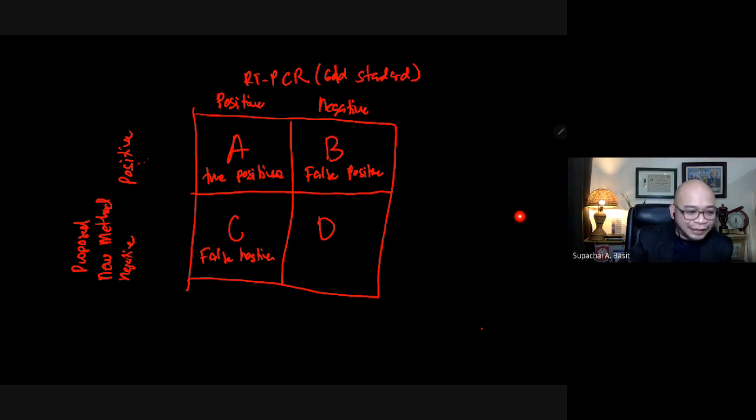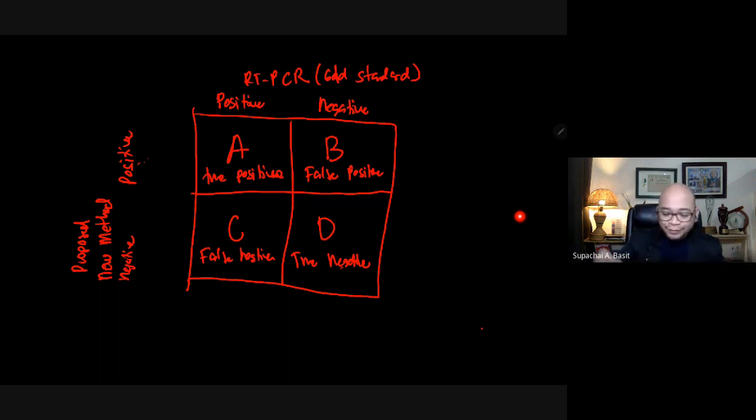And letter D is the true negative. Okay? True negative. What does it mean? It means that these people do not have COVID-19. And since they do not have COVID-19, they are tested negative in RT-PCR. Yet, in the proposed new method that you are trying to propose, let's say, to the government, you also get a negative result. So indeed, that is a true negative.